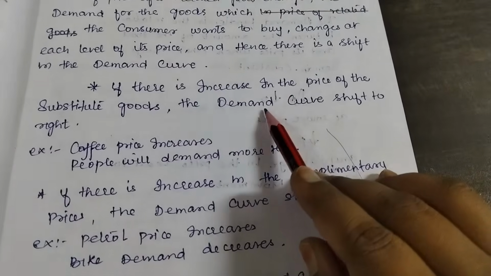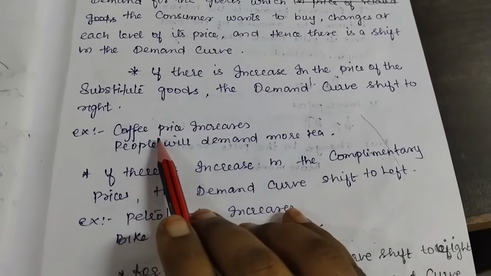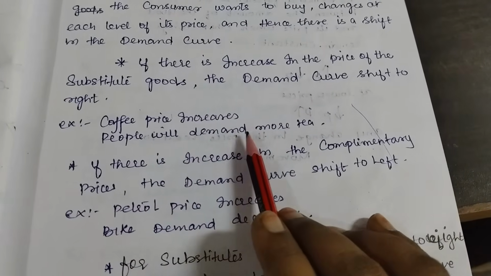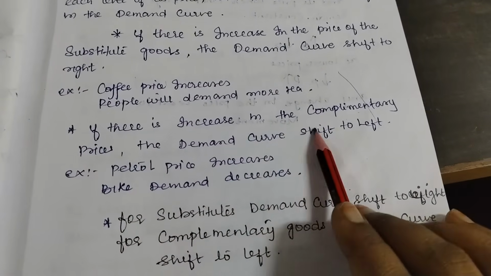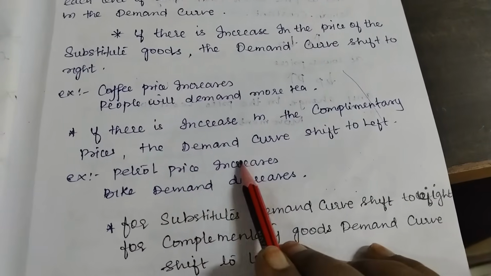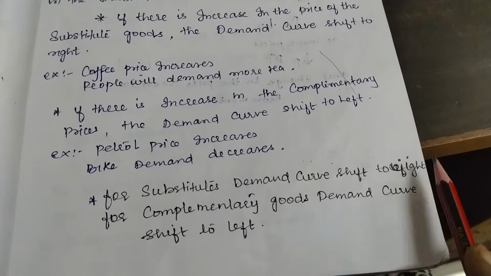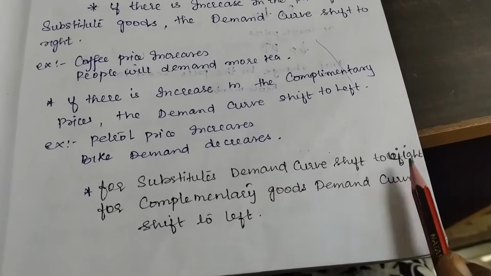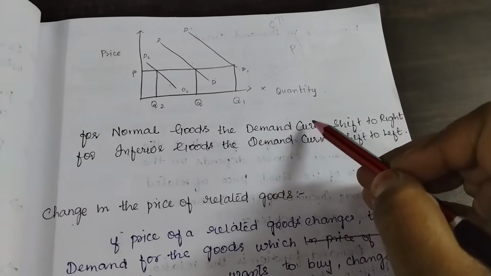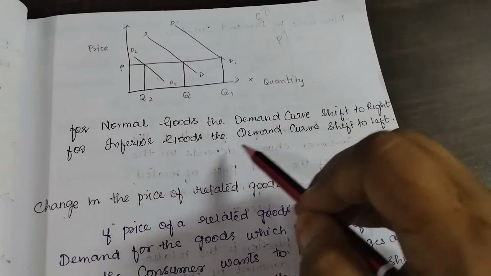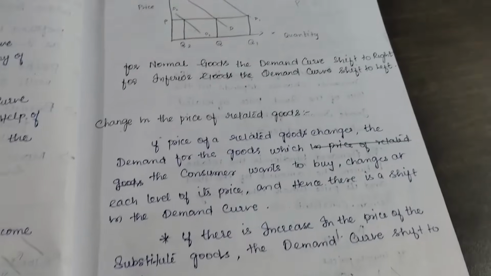If there is an increase in the price of a substitute good, the demand curve shifts to the right. Coffee price increases, people will demand more tea. If there is an increase in the complementary good's price, the demand curve shifts to the left. Petrol price increases, bike demand decreases. For substitutes, the demand curve shifts to the right. For complementary goods, it shifts to the left. As you can see here, for normal goods the demand curve shifts to the right, and for inferior goods it shifts to the left. So this is called the shift in the demand curve.